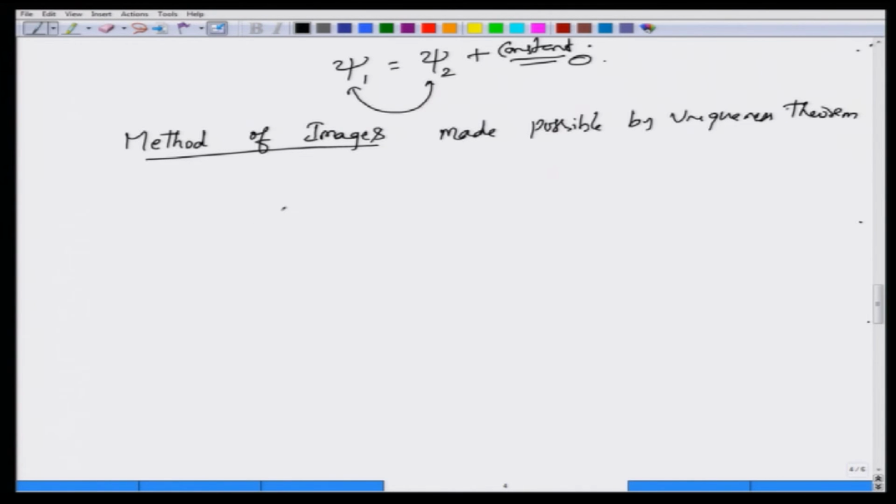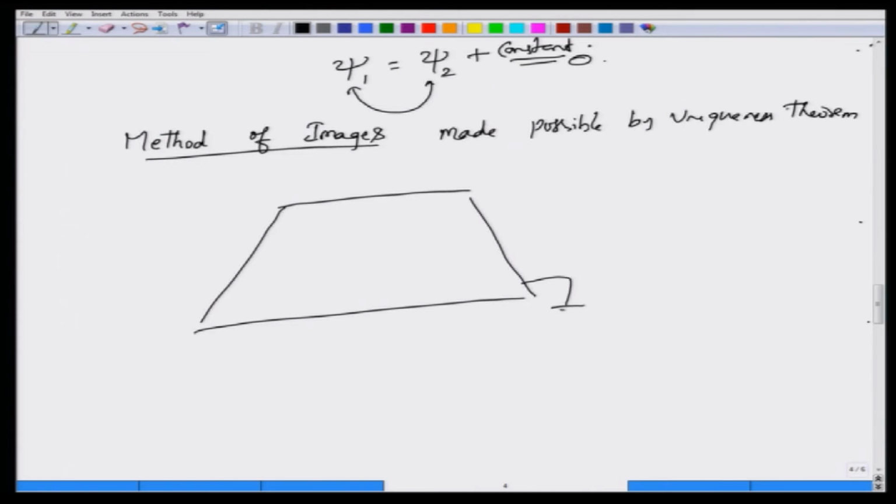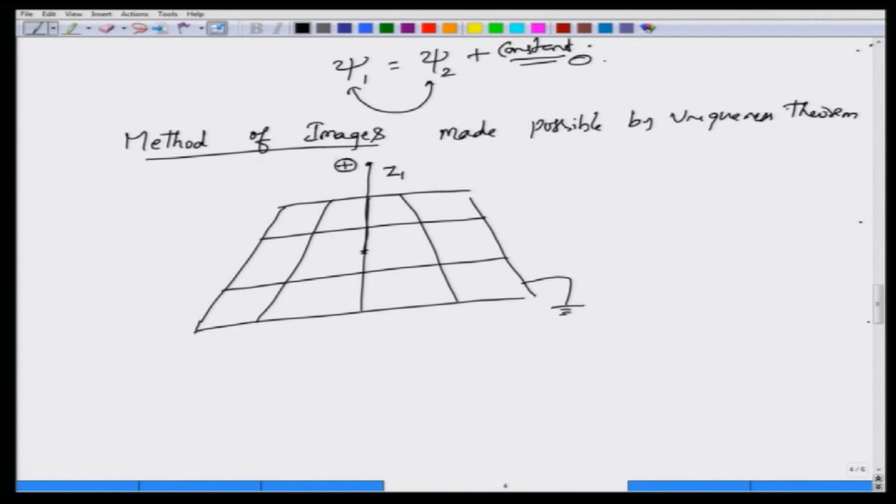So, consider a plane. Let us place this plane at z equal to 0. Let me also ground this plane, so that the potential on this plane is equal to 0. So, I have this plane, and at a certain distance z1 above it I keep a positive charge. Now, what I want to find out is the potential everywhere.